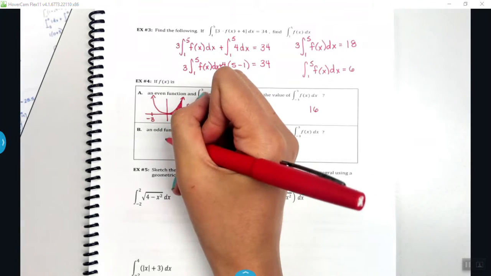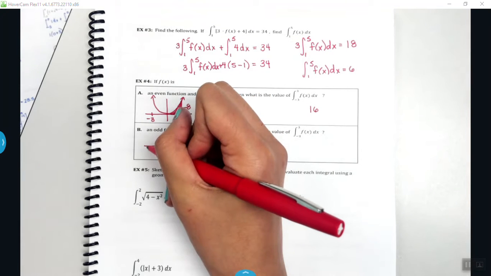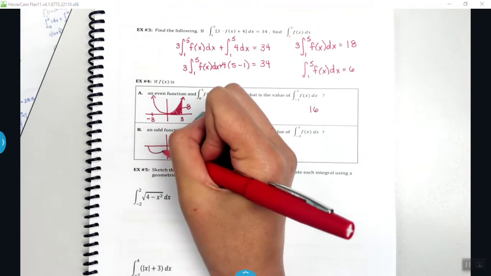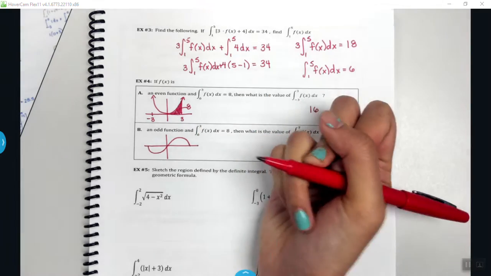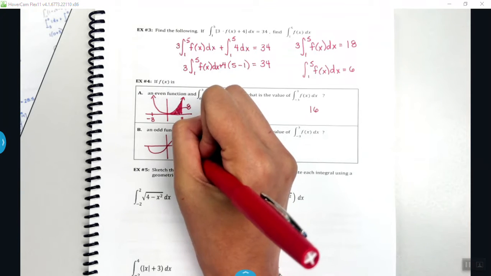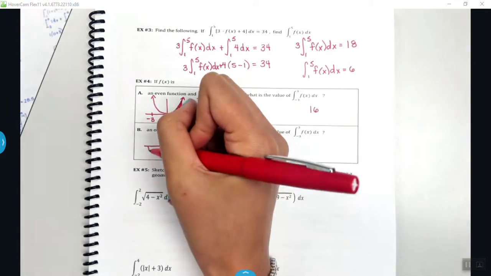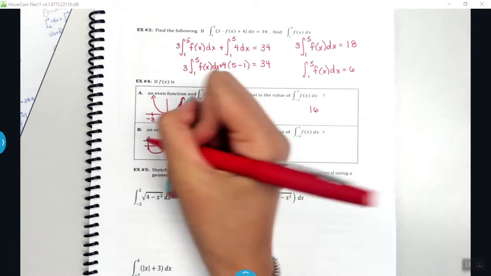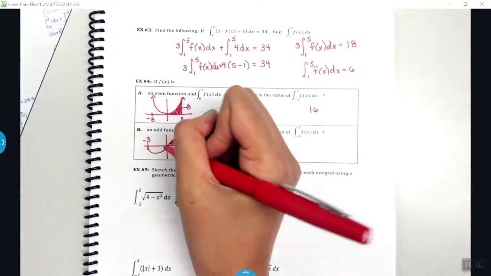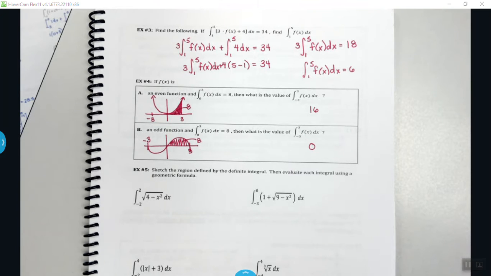Okay. Odd function. Give me an odd function. X cubed. Oh, no. Minus x. Sine x. Look how fun that one is, right? Okay. If you know the area from 0 to 3 is 8, what do you know about the area from negative 3 to 3? It's negative 8, and then negative 8 plus 8 is 0. Okay? So even and odd functions should tell you a little bit about their symmetry.